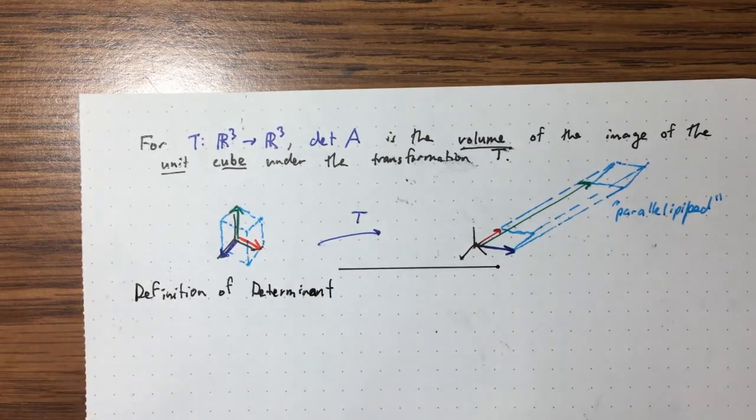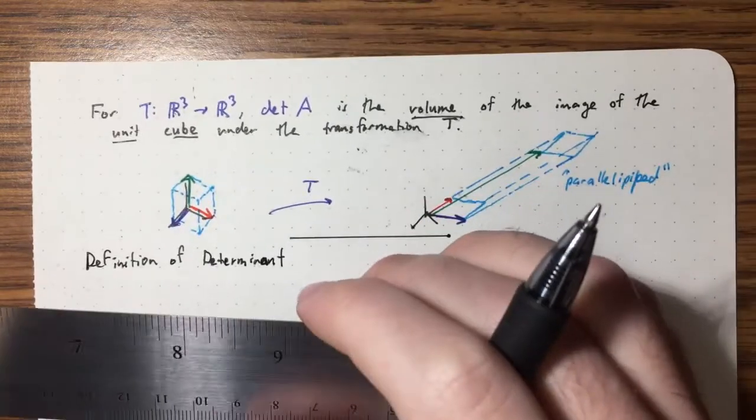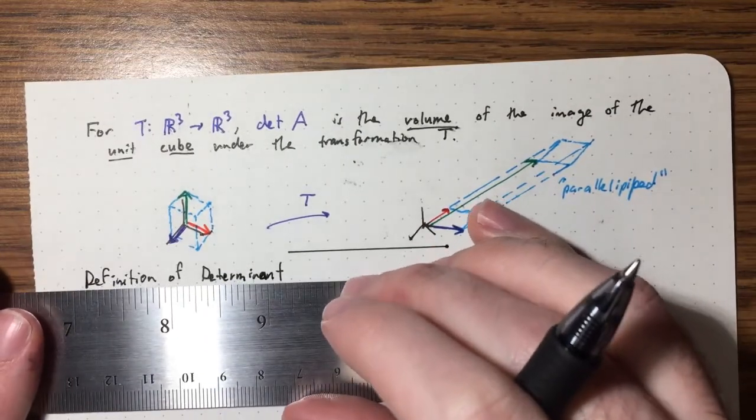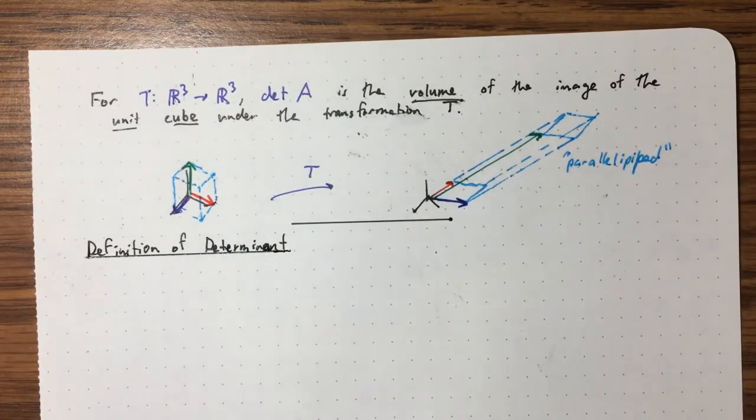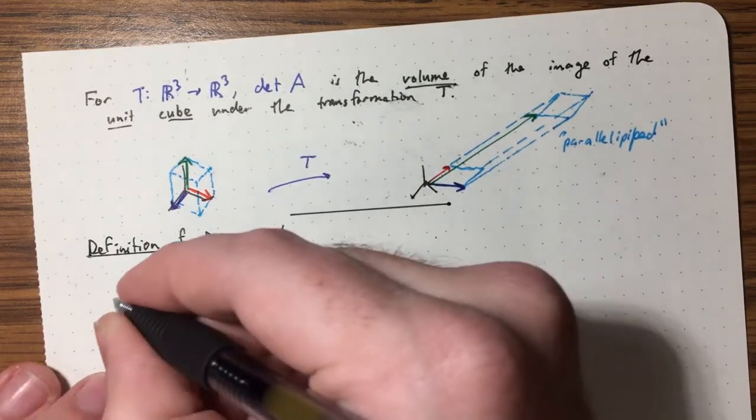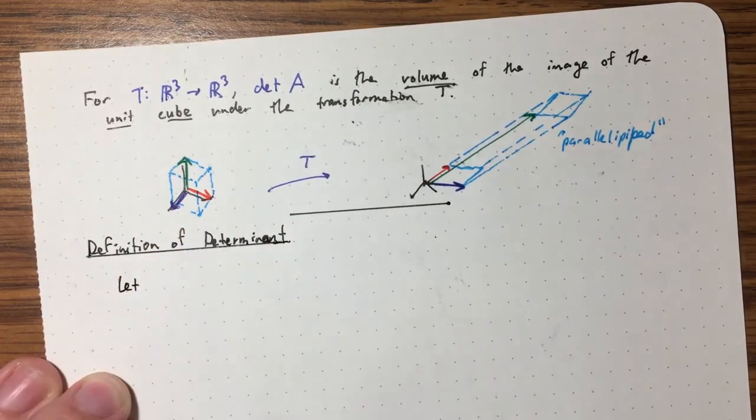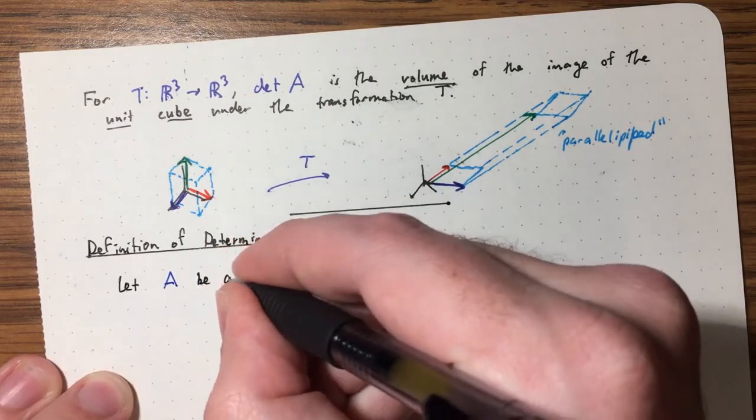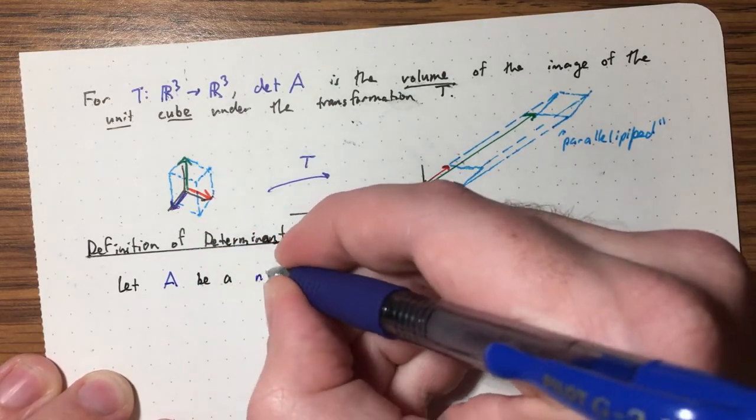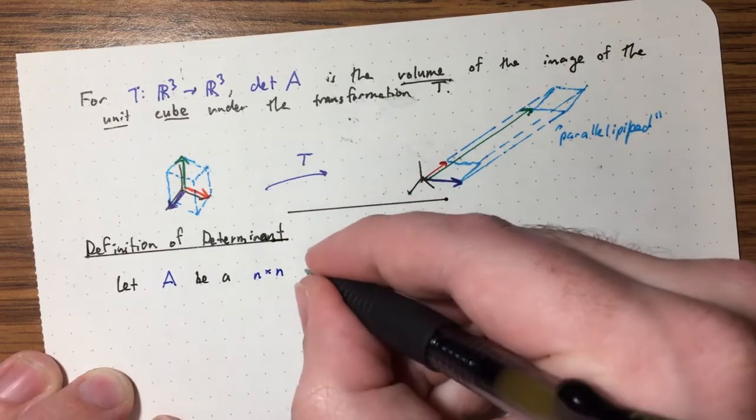Determinant. Okay. This is going to take some time, actually. It's pretty complicated. Because it's so complicated, I'm going to write it down, and then we're just going to immediately do an example, and it'll make a lot more sense in the example, probably. So we're going to let A be a matrix. Not just any matrix. A square matrix. So an n by n matrix.